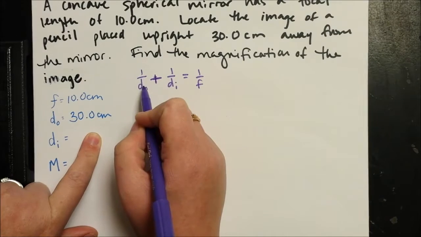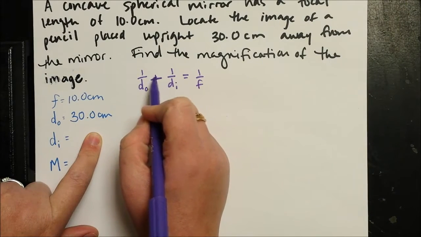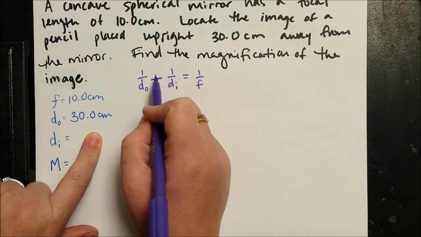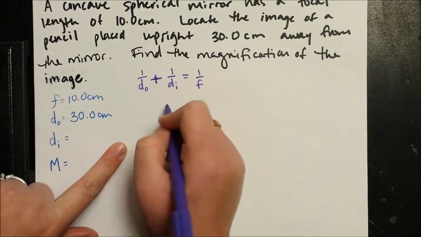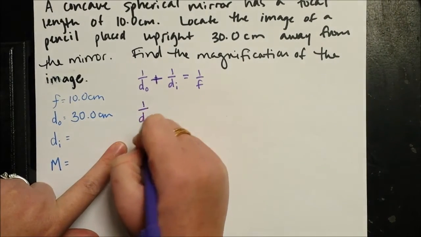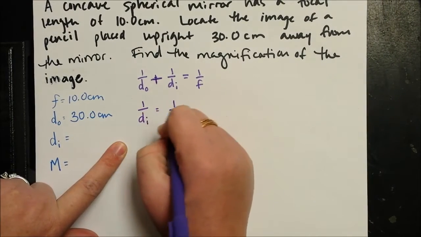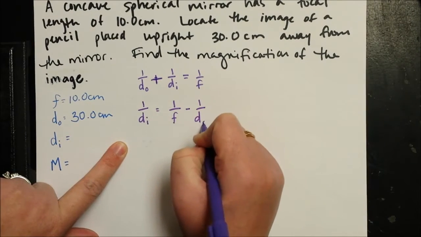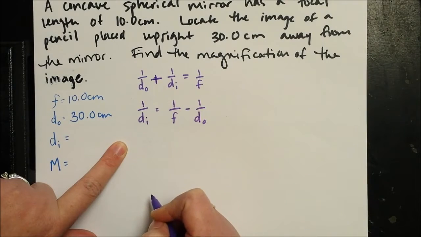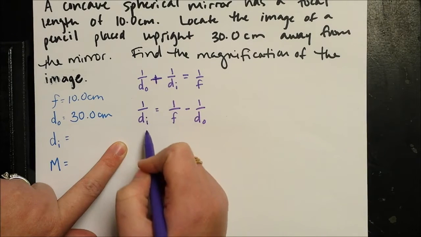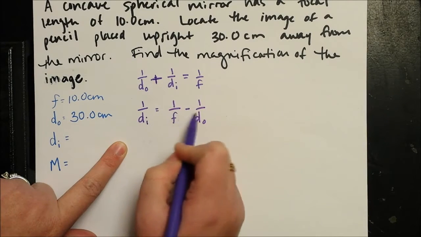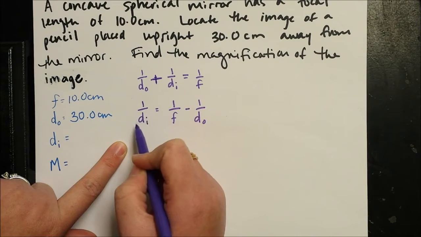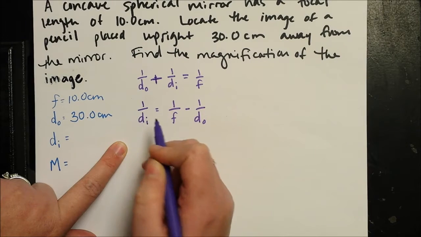I can see that 1 over DO is added right now to what I want to isolate, so I'm going to subtract that from both sides. So now I get 1 over my image distance is 1 over my focal length minus 1 over my object distance. Now, this is where people mess up. They usually think that once they've solved the right side of the equation they have found the image distance. However, this is not the image distance. This is the inverse of it.